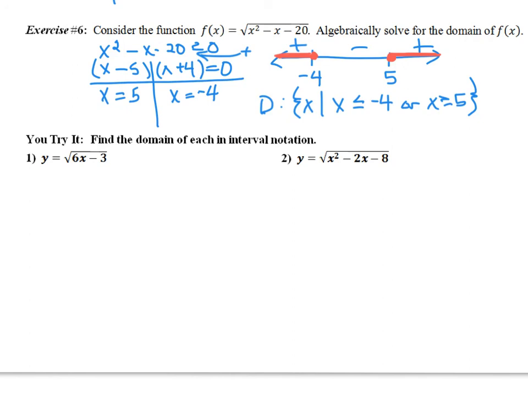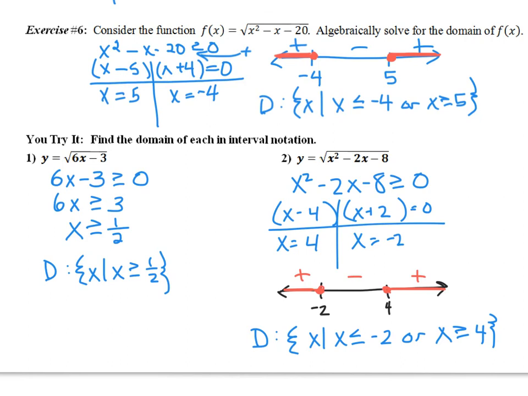Now I'd like you to pause the video and take a few minutes to do the Your Turn problems. When you're done, come back and check your solutions with mine. Welcome back. Take a look at the Your Turn example answers. So number 1, I got that the domain is x such that x is greater than or equal to 1/2. This was just a linear function underneath the square root, so that's why I don't have to do a lot of testing. I just have to solve that inequality.